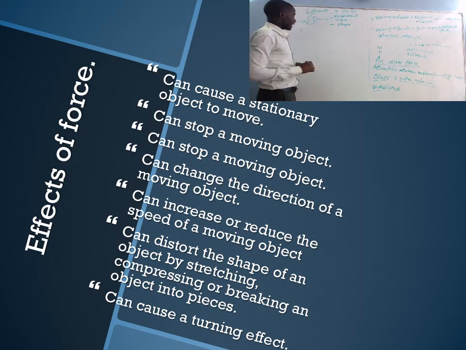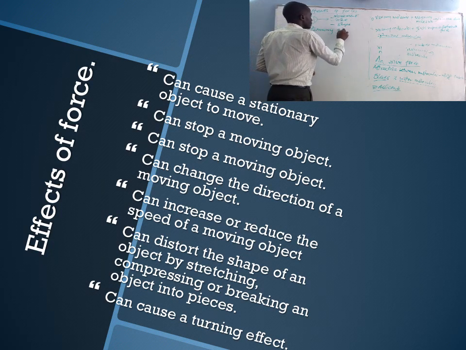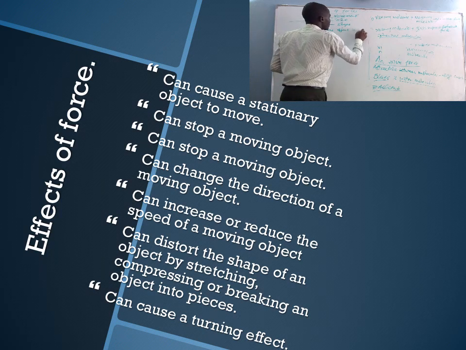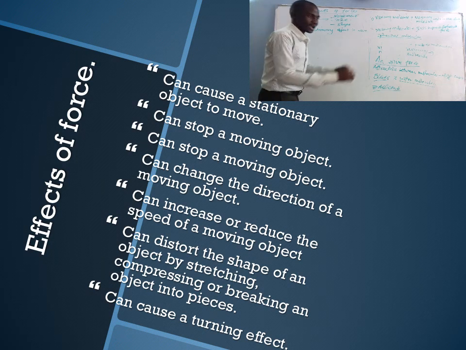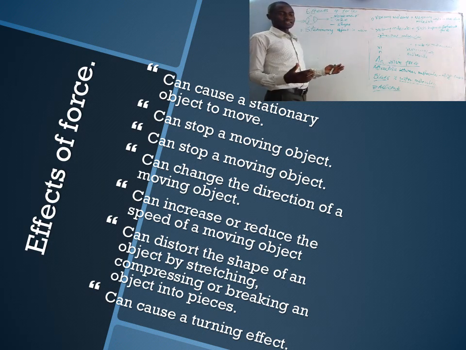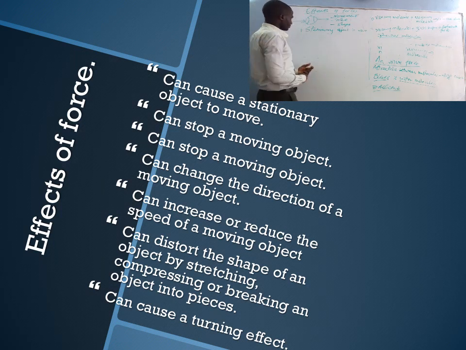Number one, it can cause a stationary object to move. If a stationary ball, for instance, is kicked, then it will start rolling or it will move. Another example is, for example, when you push a carton. If a carton is stationary, then you push it or you pull it, then it starts moving.